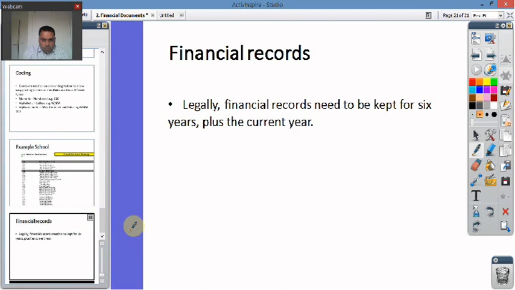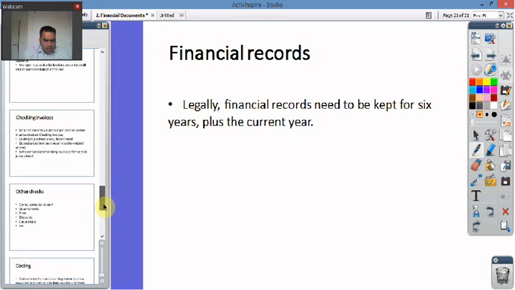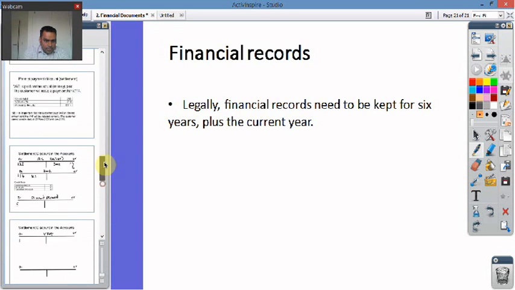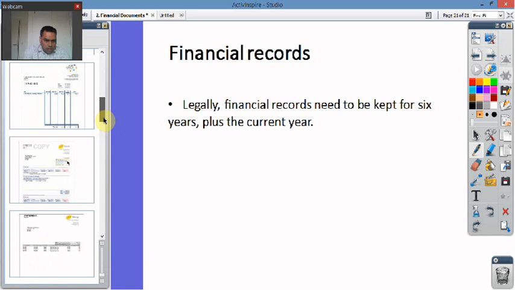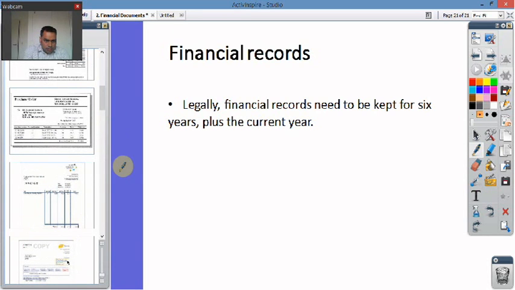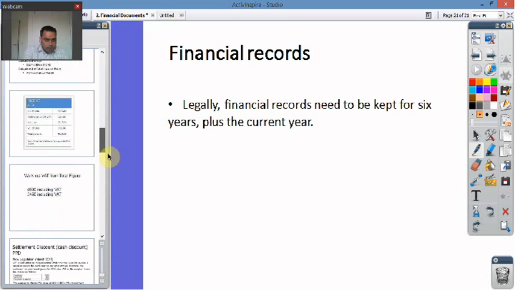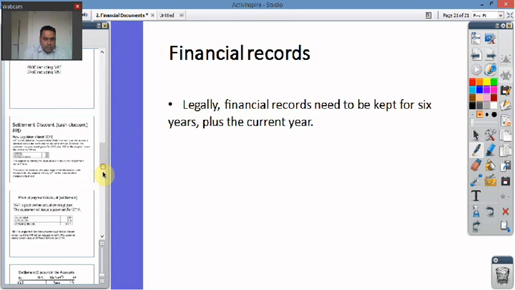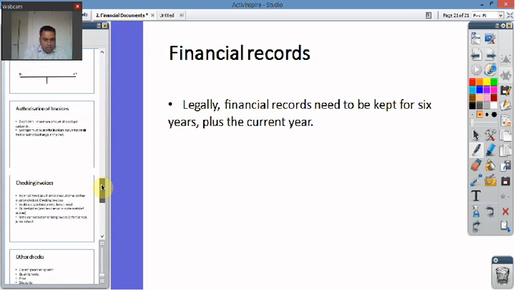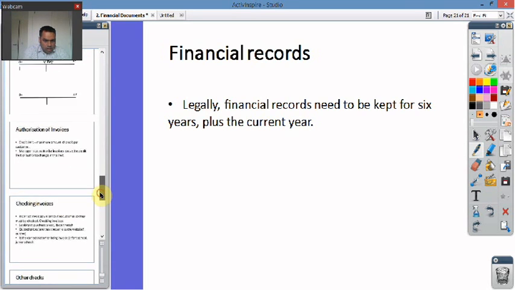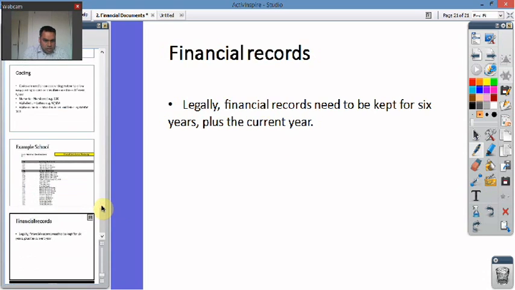Right, financial records. Financial records need to be kept for 6 years, plus the current year. The majority of these documents, invoices, credit notes, purchase orders, they all need to be kept for about 6 years. The more evidence that you can keep for audit, the better. Some of them are quite repetitive, so it's whatever your policy is for your company. But the more records that are kept in general, the better it is for audit.